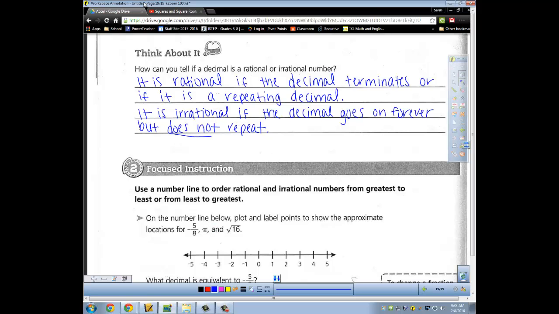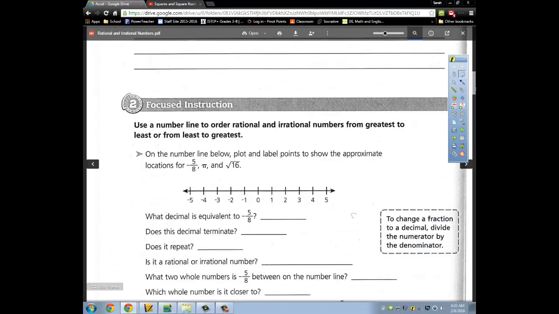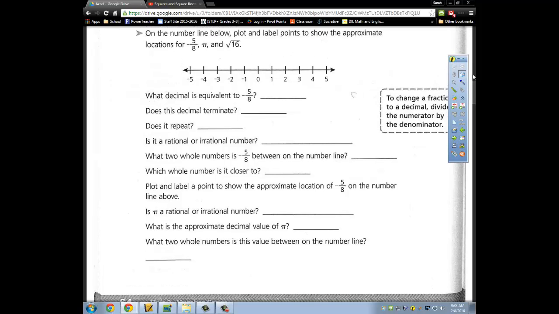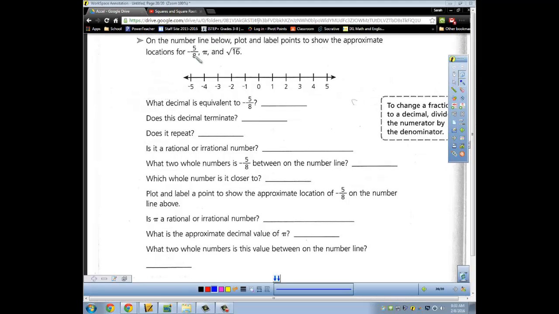Okay, so the next example, they want us to put these three numbers on a number line, and they're going to walk us through how to do this a little bit. So my numbers are -5/8, pi, and square root of 16. So first we need to figure out what is the decimal equivalent of -5/8. To do that, I'm going to divide, and I'm going to do this off to the side.